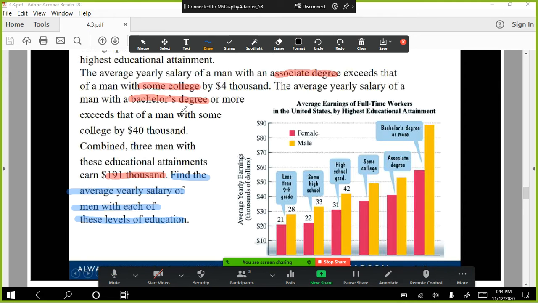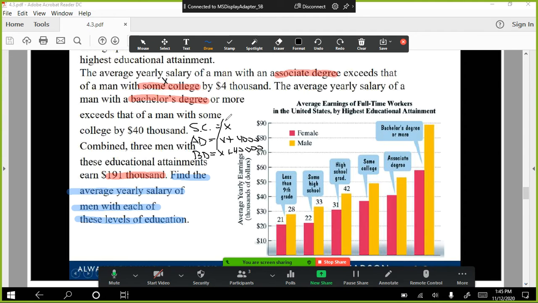And then if you have a bachelor's, it exceeds that of some college by 40,000. So the associate degree is more than some college. So I'm going to let some college be my X. So some college, SC, is going to be X. An associate's degree is 4,000 more than that, so that's going to be X plus 4,000. And a bachelor's degree increases it by 40,000, so it's going to be X plus 40,000.